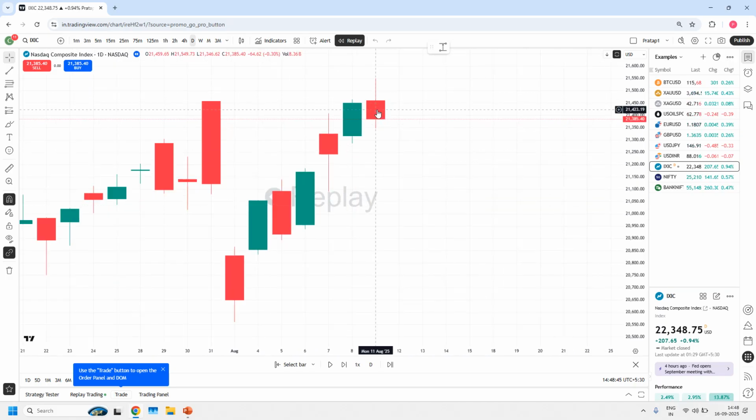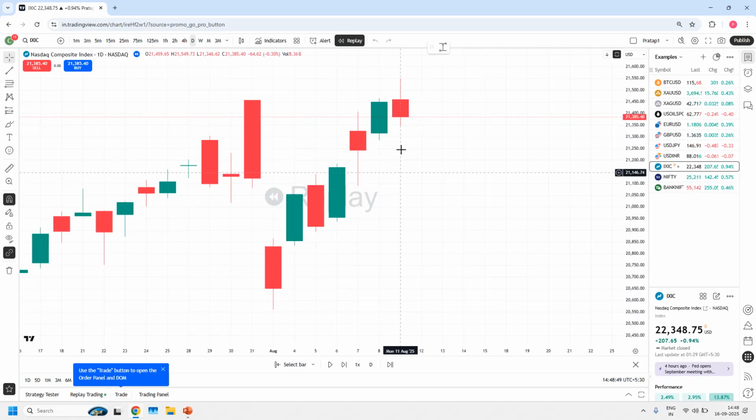So up to this candle, this is on 11th August 2025. Did you notice what kind of candle it is? It is a medium size candle, body more than 75%. Definitely, this is a leg candle. What about this candle? This is also a medium size candle and its body is less than 50%. So definitely this is a base candle.